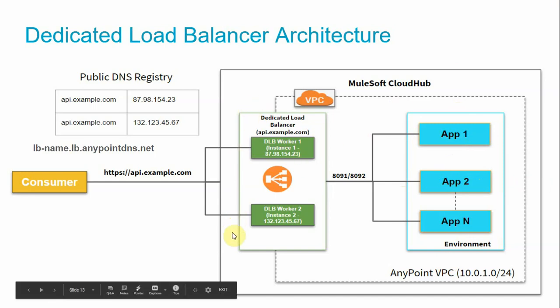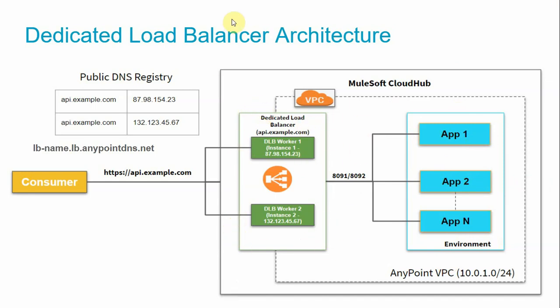Now I have created a dedicated load balancer within the same VPC, and I've selected two workers, so it will give two public IP addresses. This is just a demo IP address; it will give any two public IP addresses. It will also create one DNS record, which is the LB name, whatever dedicated load balancer name you give, for example test DLB. So test DLB.lb.anypointdns.net is the DNS you get when you create a dedicated load balancer.